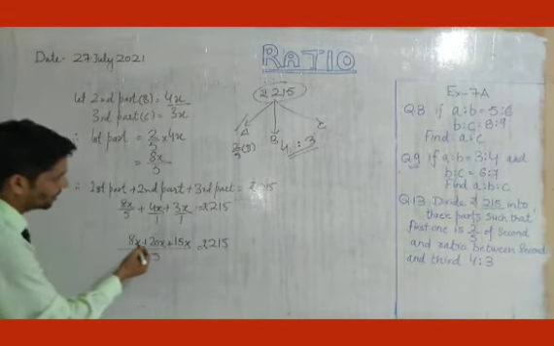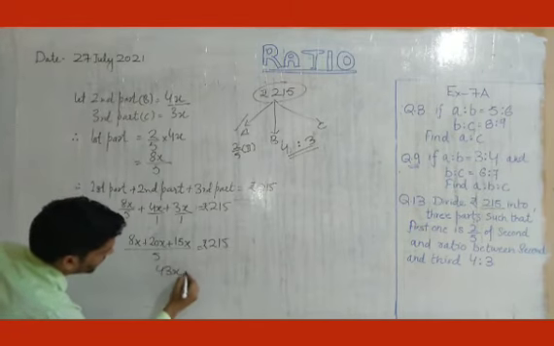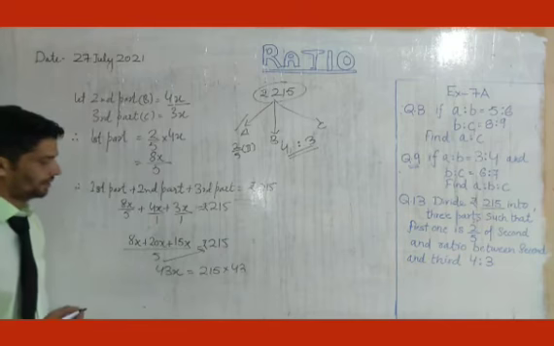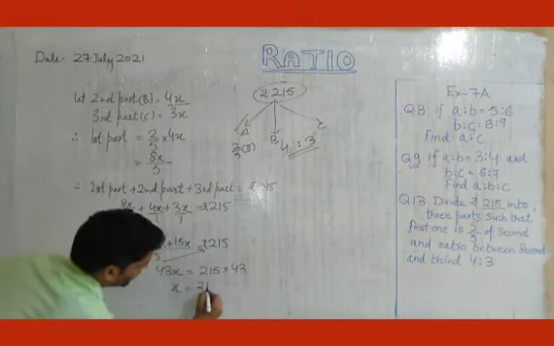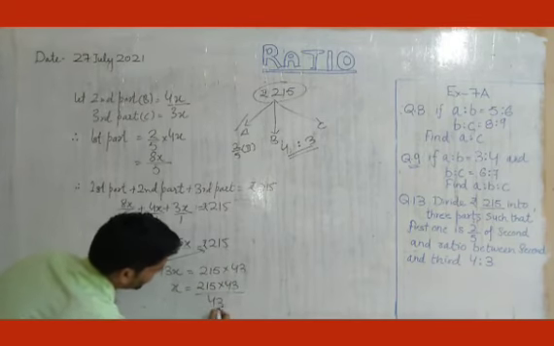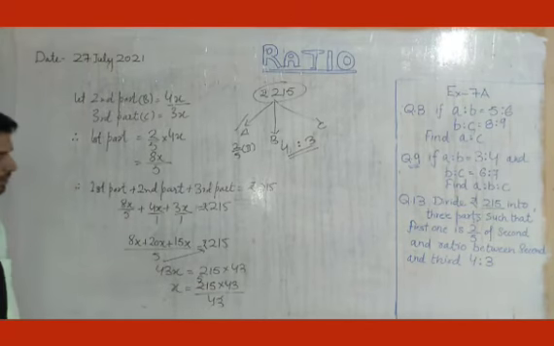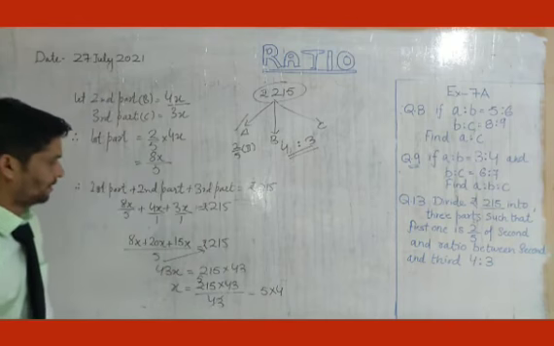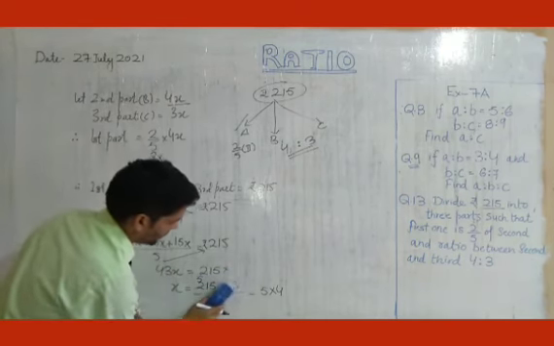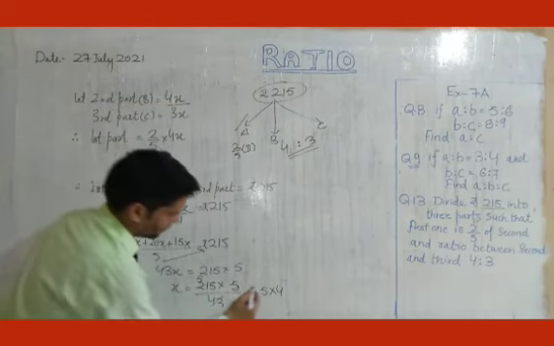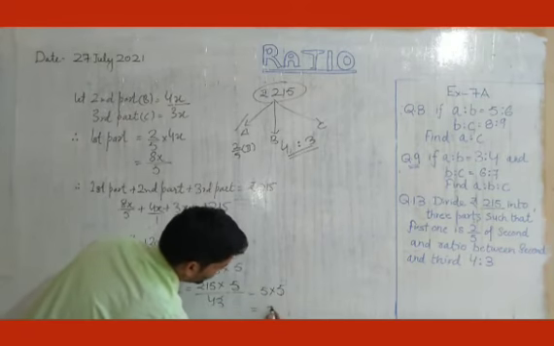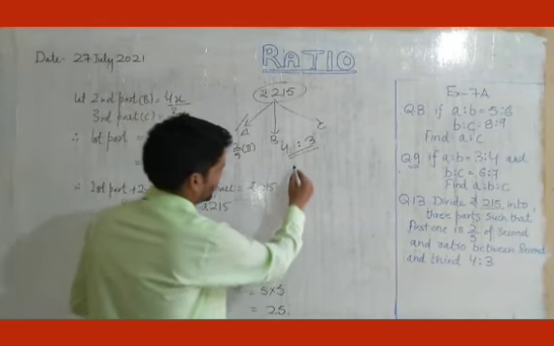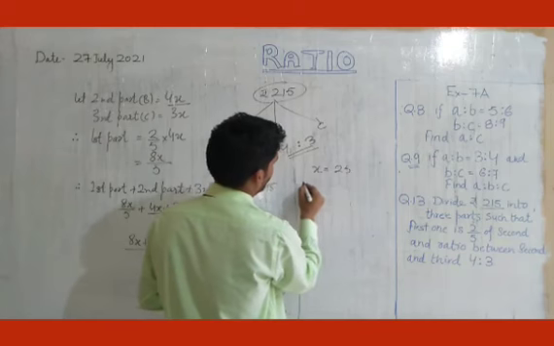Add these all: 8x plus 20x plus 15x is 43x, and the 5 goes to the other side with 215. So the value of x will be 215 into 5 divided by 43. 43 5s are 215, so what is left is 5 into 5, that is 25. So the value of x is rupees 25.